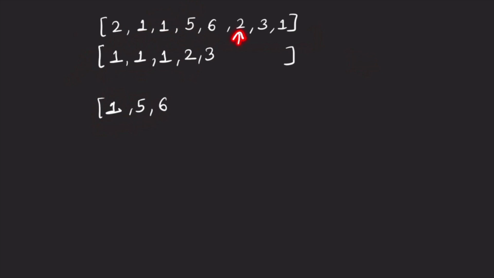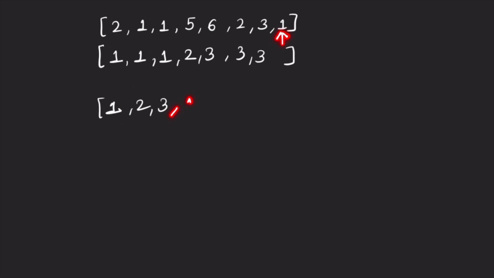Then we have 2. Can 2 be stored here? No, so we will find the lower bound. What will be the lower bound for 2? 5, so in place of 5, we will put 2. And the length remains the same, which is 3. Next we have 3. Can 3 be inserted here? No. Then what is the lower bound? 6, so in place of 6, we will put 3. The length remains the same at 3.